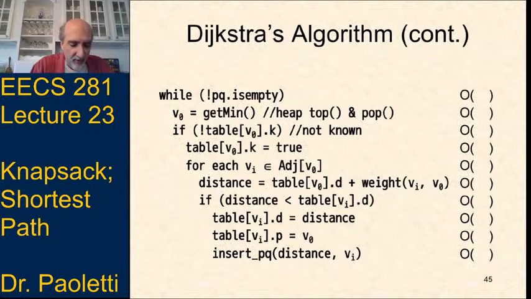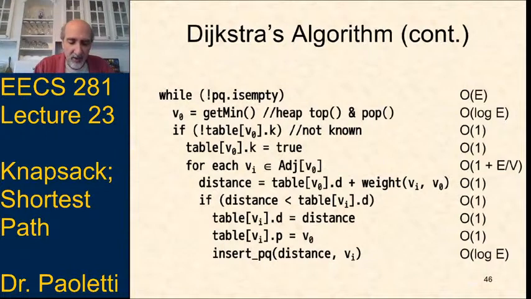The only real difference here is that's the different line from Prim's algorithm. Prim's algorithm said, hey, let's figure out what the weight would be and see if it's better. This one says, let's figure out what the sum would be and figure out if it's better. So the rest of this complexity is all the same.